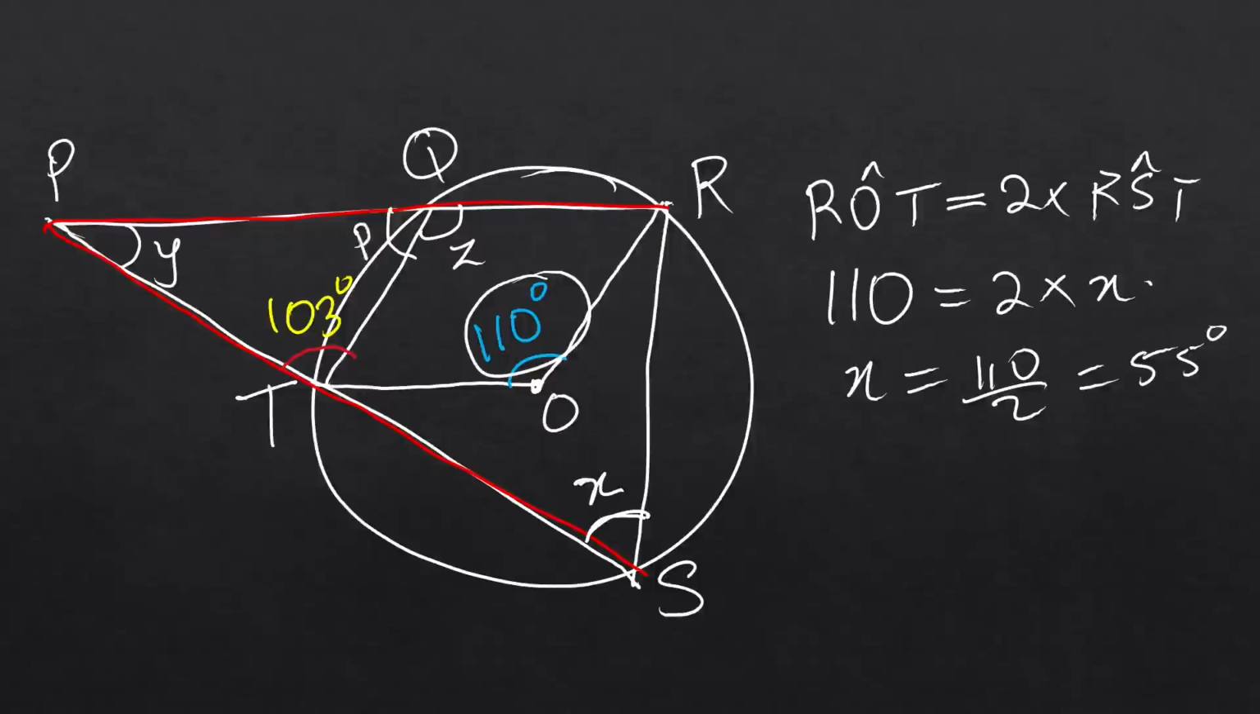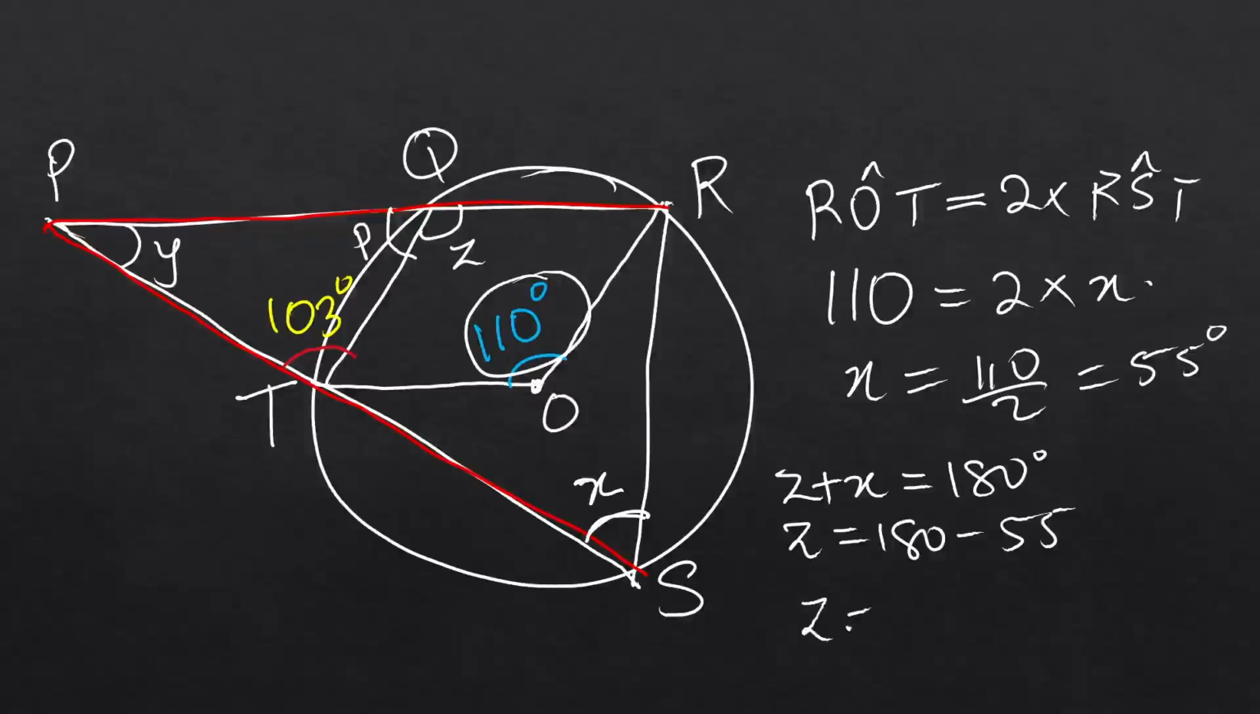I'm going to apply another law which says that when you have a four-sided shape, called a cyclic quadrilateral, inside a circle, the opposite angles sum up to 180. Therefore, Z plus X is equal to 180 degrees. We'll call it cyclic quadrilateral. So Z is equal to 180 minus 55, which is 125. Therefore, Z is 125. There are different ways you can navigate and come to that term.